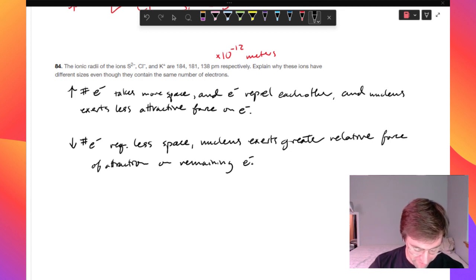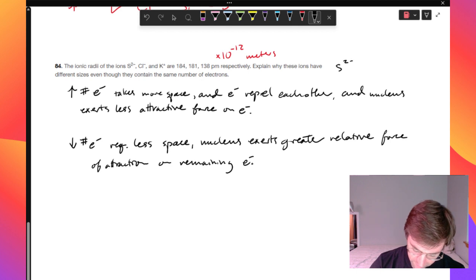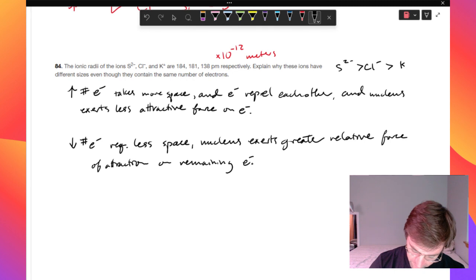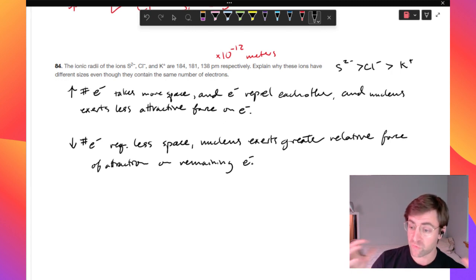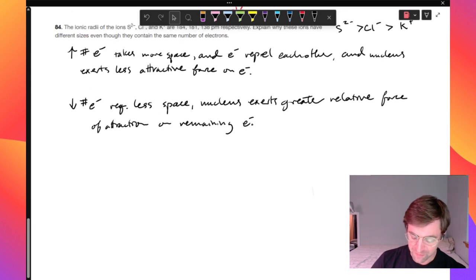Let's read the question one more time to make sure we totally got this. The ionic radii of the ions sulfur 2-, chlorine -, potassium +. Explain why these ions have different sizes even though they contain the same number of electrons. Yeah, I think it mostly has to do with the number of protons and neutrons that determine the identity of those different species, and acquiring or getting rid of electrons changes that relative difference in charge and the forces of attraction between the nucleus and the electrons, and also between electrons. Yeah, I'm satisfied with that explanation. Hopefully your professor would be as well.